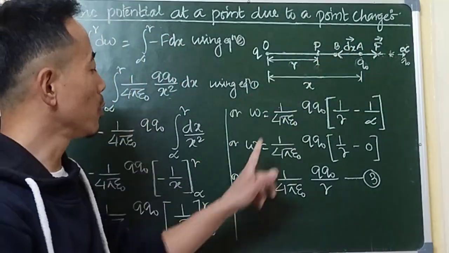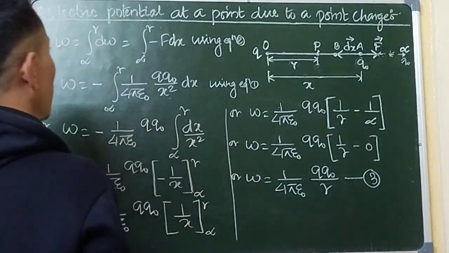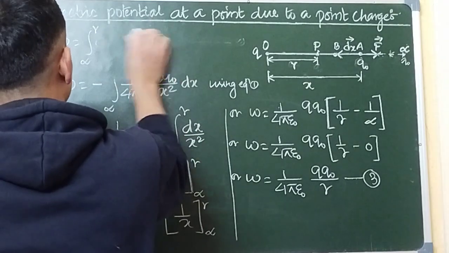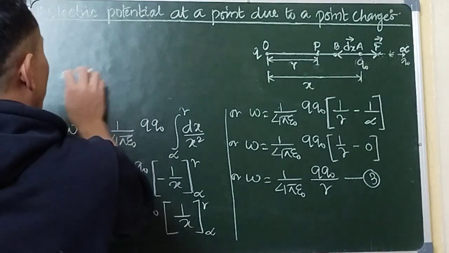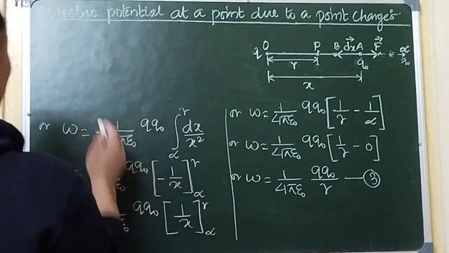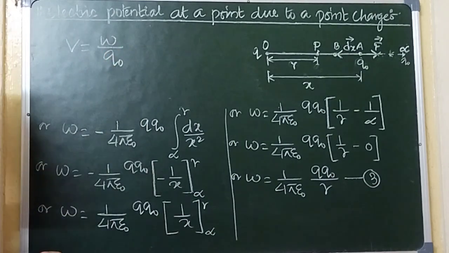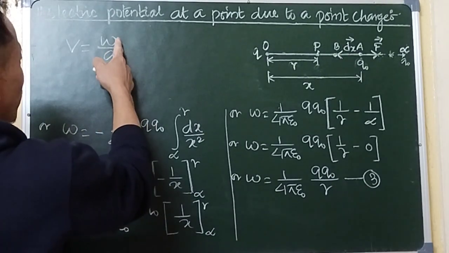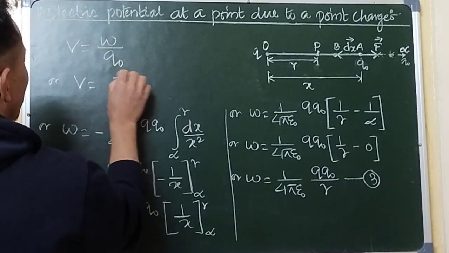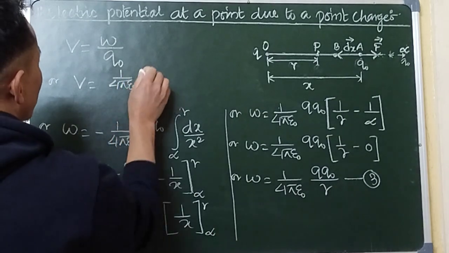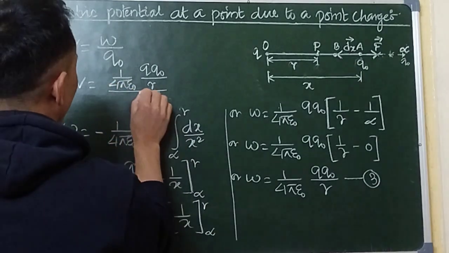So after we calculate the total work done, now we can obtain the expression for potential. For that, you must know the definition of potential. The definition of potential says that potential is nothing but the total amount of work done on a unit positive test charge, which means potential is work done per unit positive test charge. Now, if you put the value of W from equation number 3, then we will have V is equals to, in the numerator, 1 by 4 pi epsilon naught q naught divided by R, whole divided by q naught.